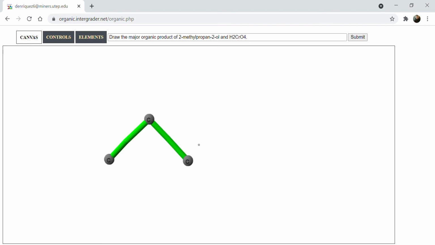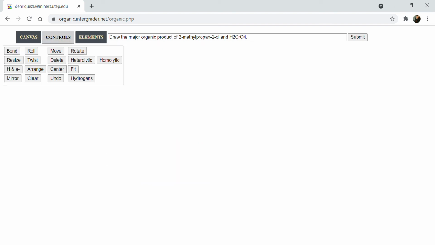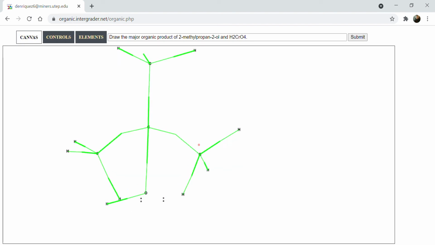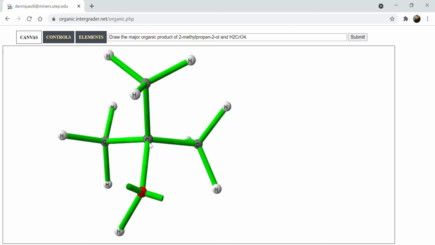Got my propane with a methyl at the 2 position and an oxygen at the 2 position as well. Okay, and we see this is a tertiary carbon, so we're going to leave it like that. It's not going to react with anything. So these are easy.